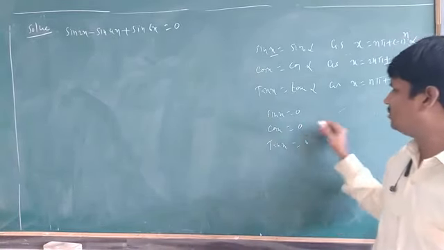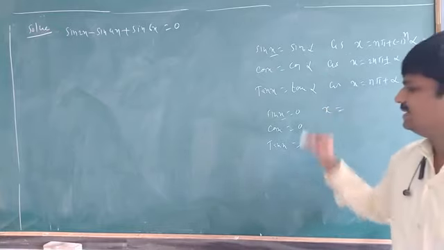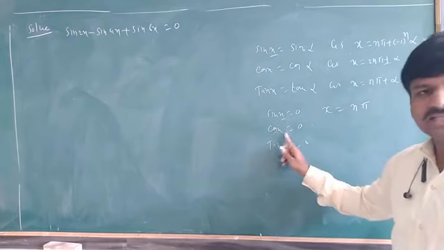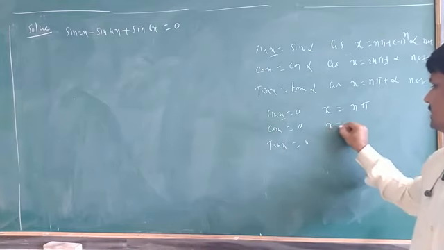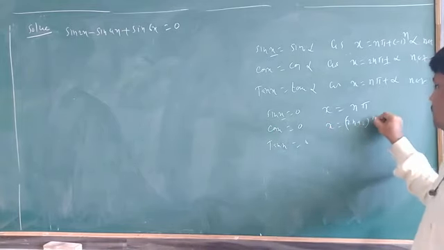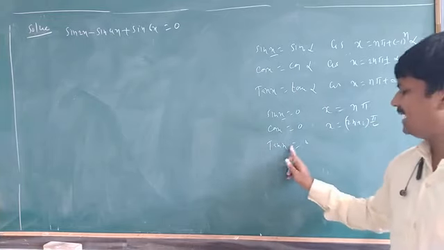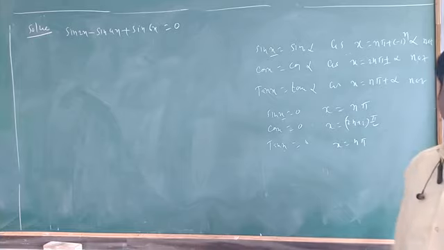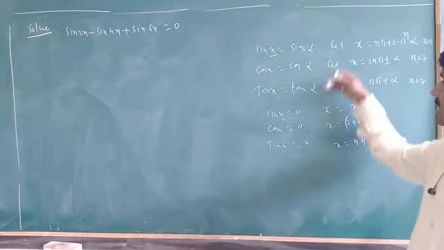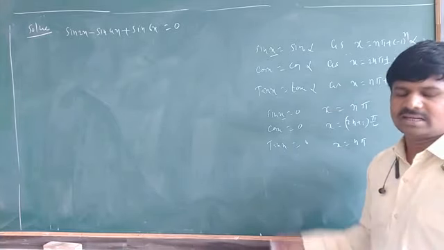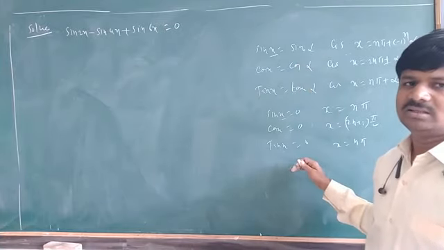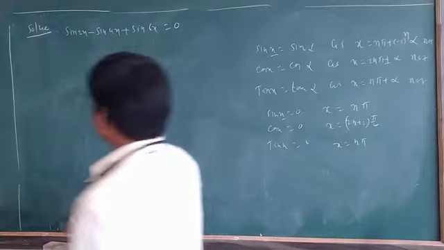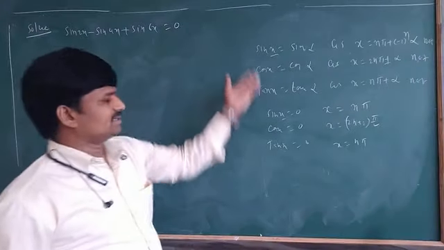If it comes like this, what is the general solution? If sin x is equal to 0, x is equal to n pi. If cos x is equal to 0, what is the general solution? x is equal to (2n plus 1) into pi by 2. If tan x is equal to 0, what is the general solution? x is equal to n pi. Okay, so just remember these 6 general solutions of trigonometric equations.